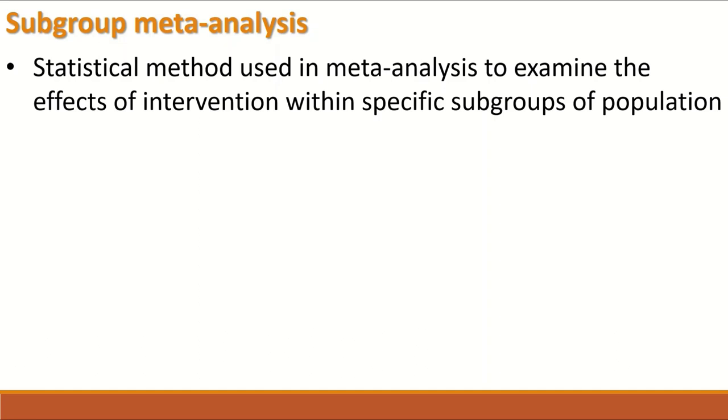Subgroup meta-analysis is a statistical method used in meta-analysis to examine and assess the effects of an intervention or treatment within specific subgroups of a population.